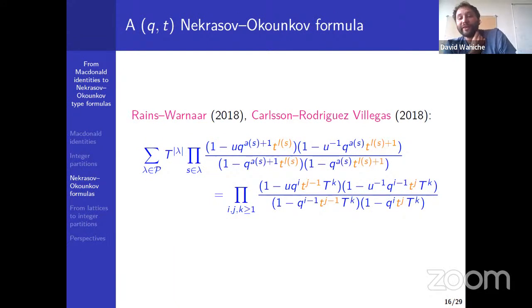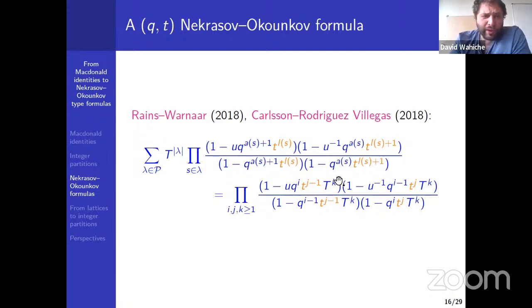Later, in 2018, and it's funny how Nekrasov-Okounkov formulas seem to have similar timing of publishing when it comes to extensions, Rains and Warnaar, on the one hand, and Carlsson and Rodriguez-Villegas provided a q,t analog. So here t is no longer an integer, but a formal variable. And l of s is the leg length of the hook, and a of s corresponds to the number of boxes in the arm of the hook.